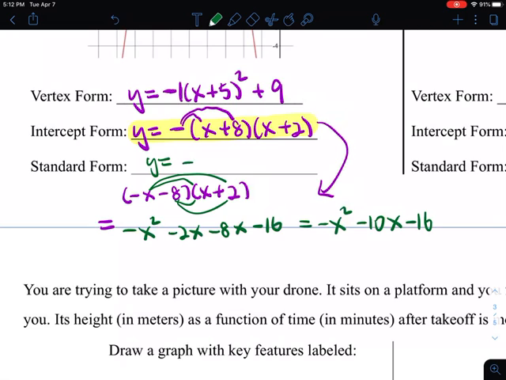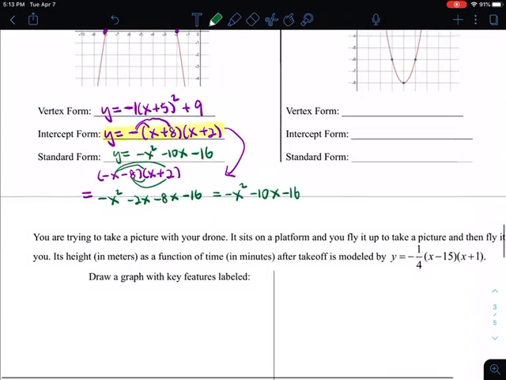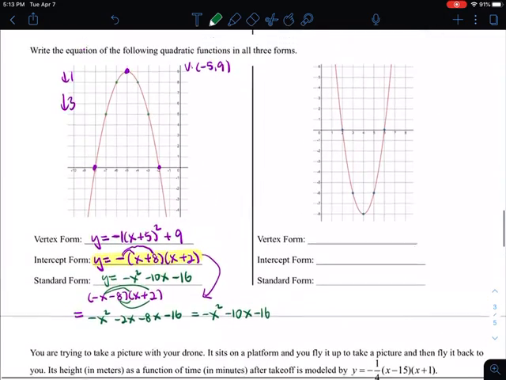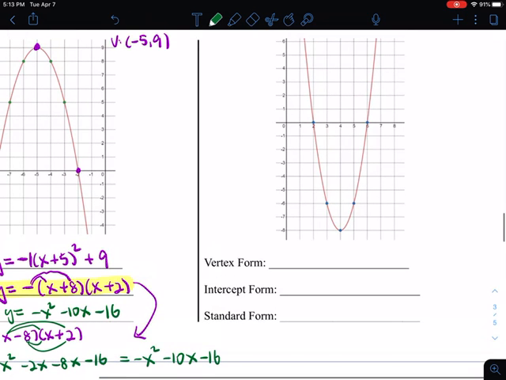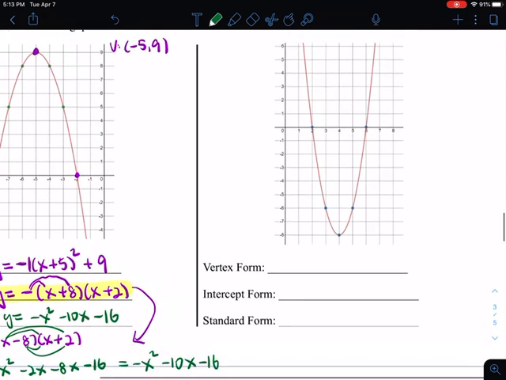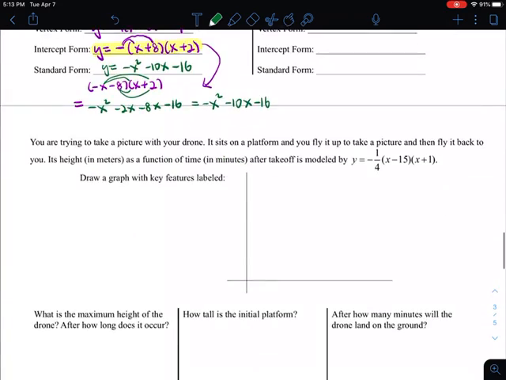So let's go ahead and put it back up here. Negative x squared minus 10x minus 16. Okay, so that's standard form, and then you can do something very similar for the one on the right here. This one is going to be positive, right? Positive coefficient because it opens up, so just make sure you watch out for that.